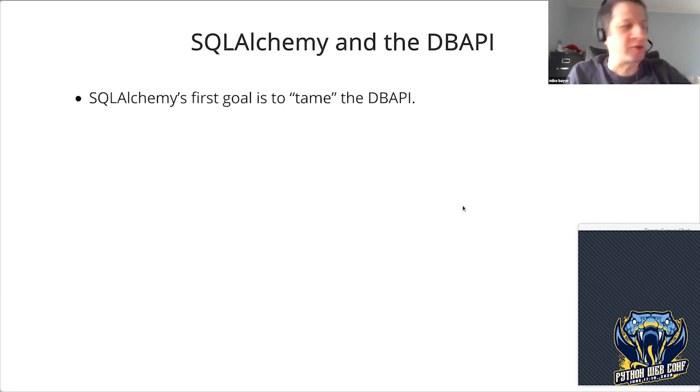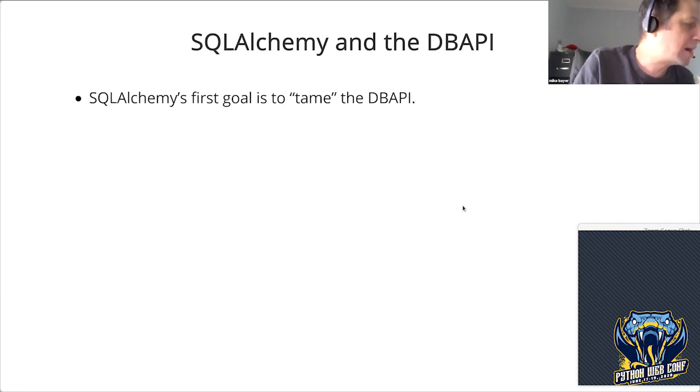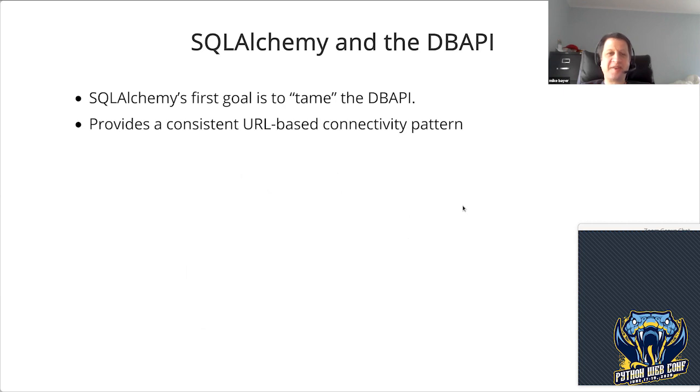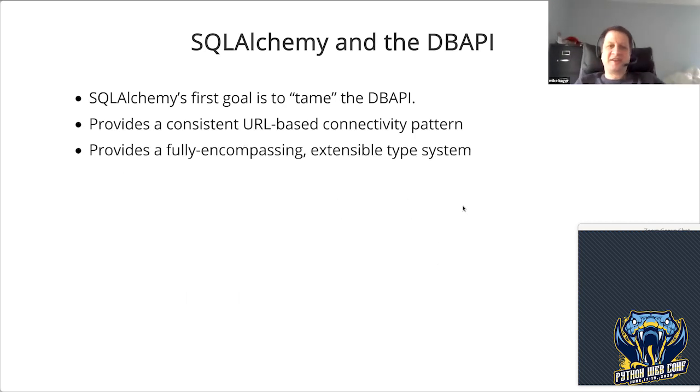So what is SQLAlchemy doing with the DB API? SQLAlchemy's first goal is to tame the database API. It provides a consistent URL-based connectivity pattern. Anyone who's already used SQLAlchemy knows this.